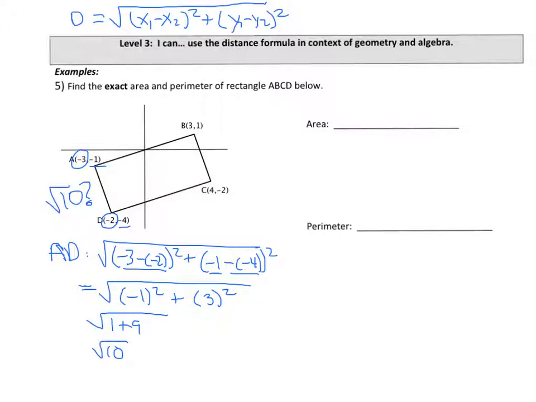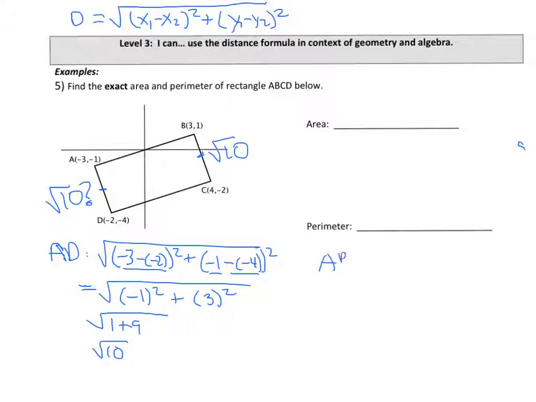Okay, and BC is actually going to be the same because in a rectangle, opposite sides are congruent. So this is also going to be the square root of 10. But I need to find the length of AB now, or DC. They're going to be the same, so you could do either one, whichever one looks more fun. I'm going to do AB.